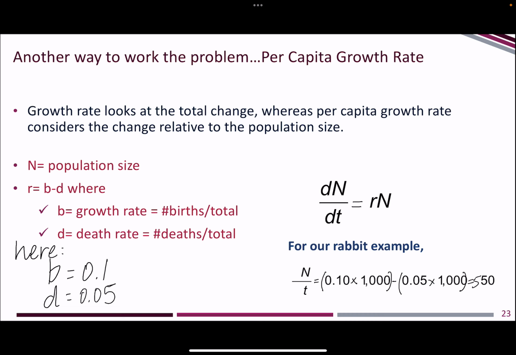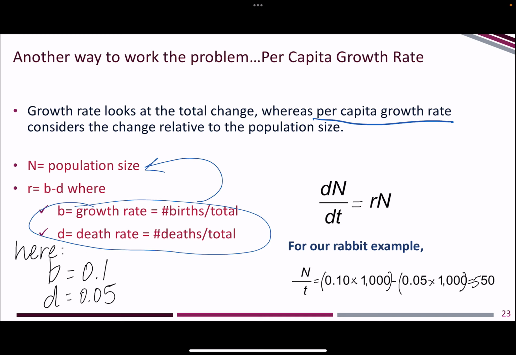So on the previous slide, we calculated our birth rate and our death rate. So our per capita growth rate is going to be the effect that our birth rate and our death rate have on our population size. So previously we calculated our birth rate was 0.1, our death rate was 0.05. And we can use this to determine our per capita growth rate.